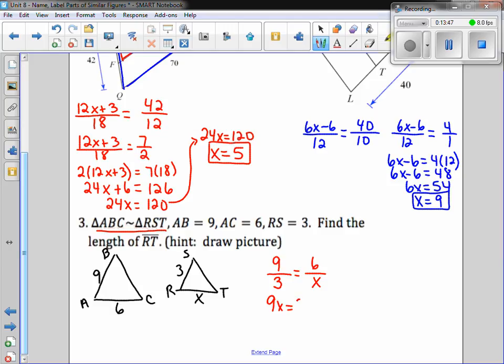So I can cross multiply. 9x is equal to 3 times 6. 9x is equal to 18. So therefore x is equal to 2. And since RT is equal to x, I know that RT is equal to 2.